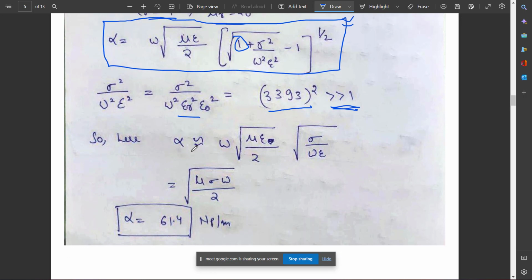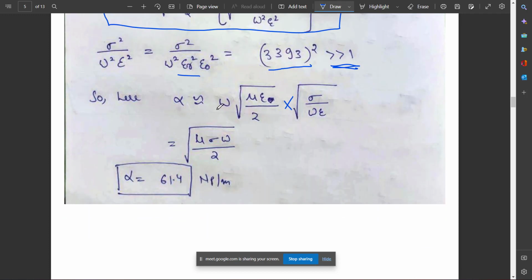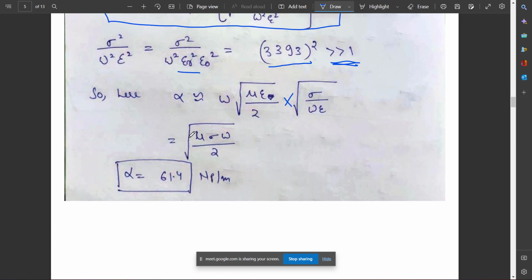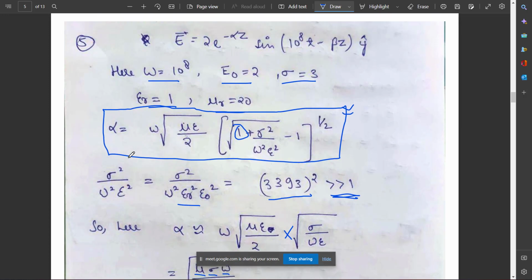So overall our value of alpha will become omega under root of mu epsilon by 2, multiplied by sigma upon omega epsilon, under root, to the power 1 by 2. So now, we get root of mu sigma omega by 2. We know all the values. We know the value of mu, we know the value of sigma, we know the value of omega. We'll put them here and we will get the value of alpha.